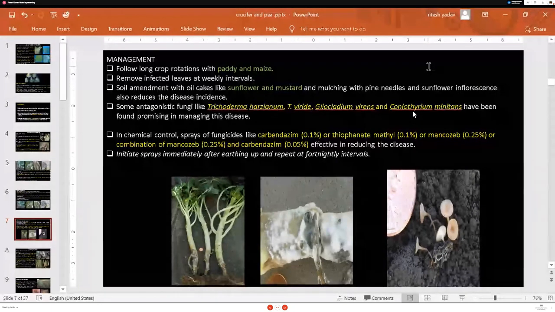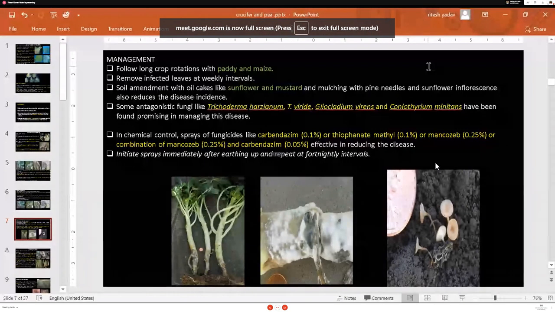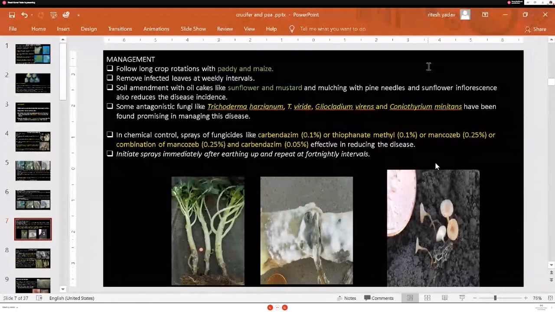So apart from that, we can also integrate biocontrol agents. So Gliocladium virens and Coniothyrium minitans are very effective biocontrol agents that are being used in the Western world, but in our case, those are not available. So you will get only Trichoderma viride and Trichoderma harzianum in our context.